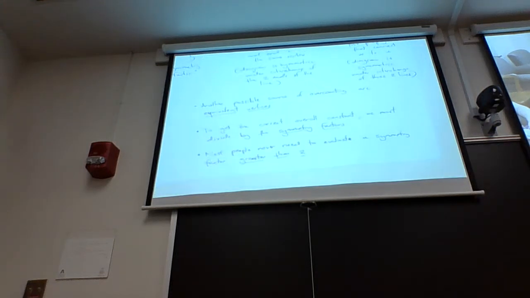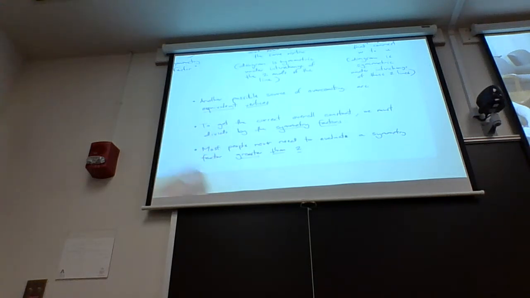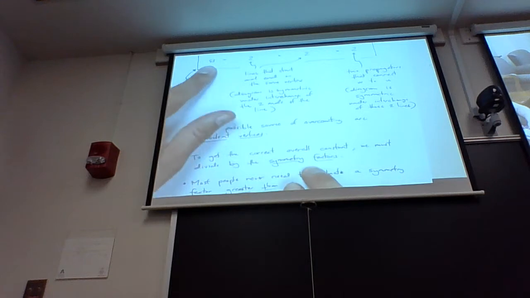And so to get the correct overall constant, we go through the same procedure that we said before. We write down the diagram, we figure out the combinatorics, we use the rule for the vertex, and so on and so forth. And then we divide by the symmetry factor, whatever the symmetry factor is of the particular diagram. So in this case, we would divide by 8.